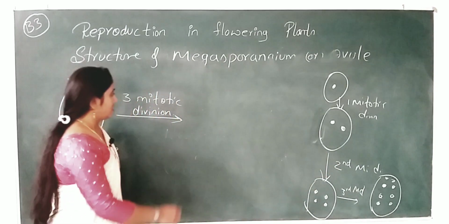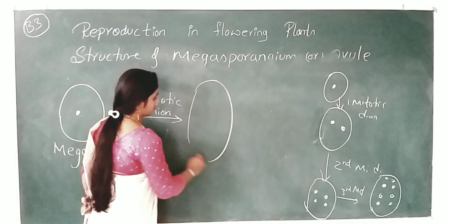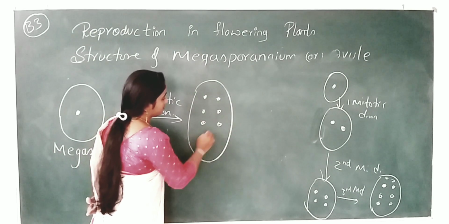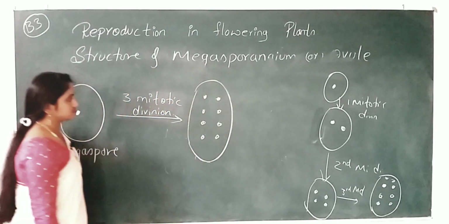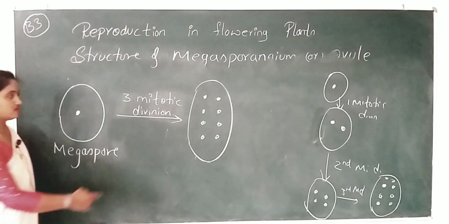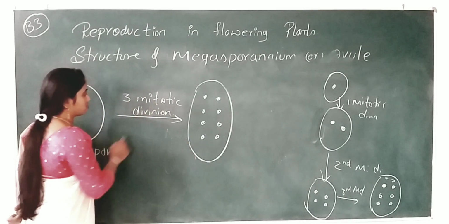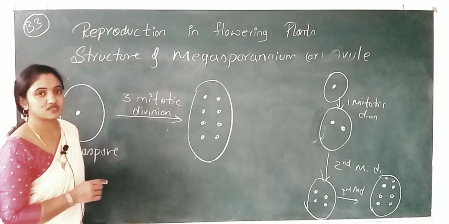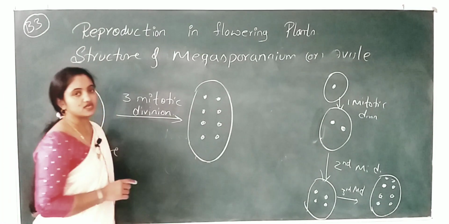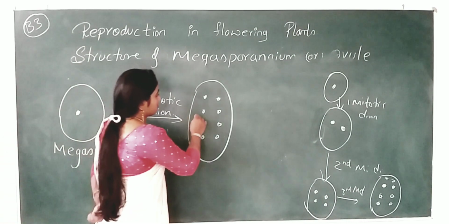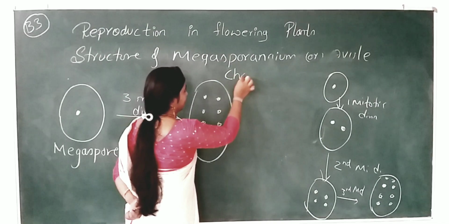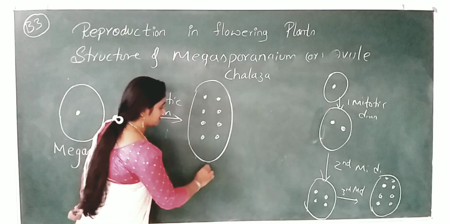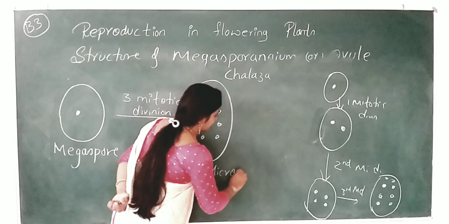The same diagram I am writing here. 1, 2, 3, 4, 5, 6, 7, 8. So, this is the resultant product of 3 mitotic divisions which occur in the megaspore. Remember, only karyokinesis will form, not cytokinesis. Now, don't forget to write the ends of the megaspore. This is the chalazal end and this is the micropylar end.